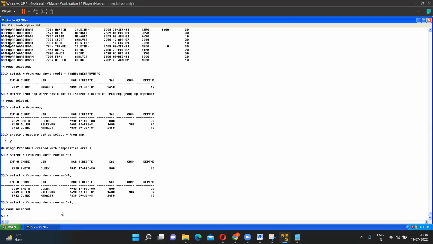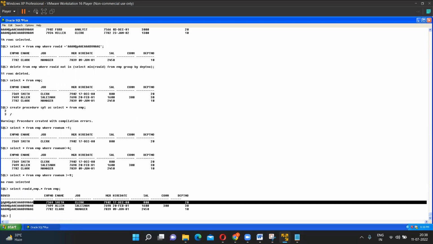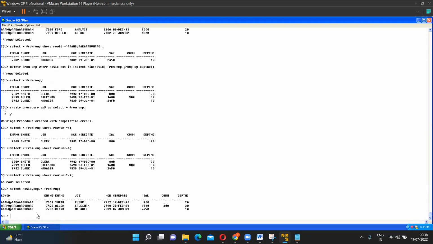Excellent. Now, what is row ID? What I told, what is a row ID? Row ID is a unique ID associated with each and every table. It is a permanent ID. It is arranged in which order, guys? Ascending order.